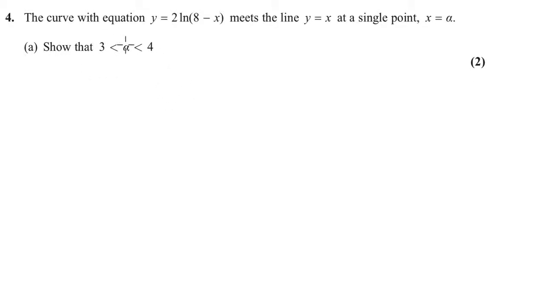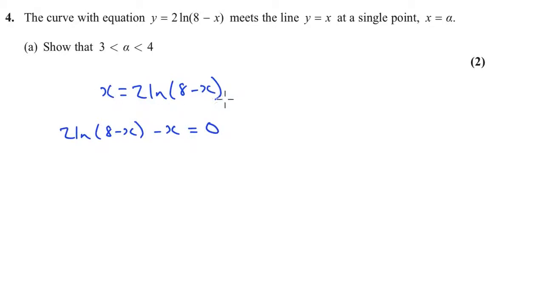Okay, for question 4, it says that the curve y equals 2 ln(8 minus x) meets the curve y equals x at some particular point x equals alpha. So it's looking for the root of the equation x equals 2 ln(8 minus x). Now when we're looking for a root, we want to try and use the sign change rule. In order to use the sign change rule, the first thing we always do is make our equation equal 0.